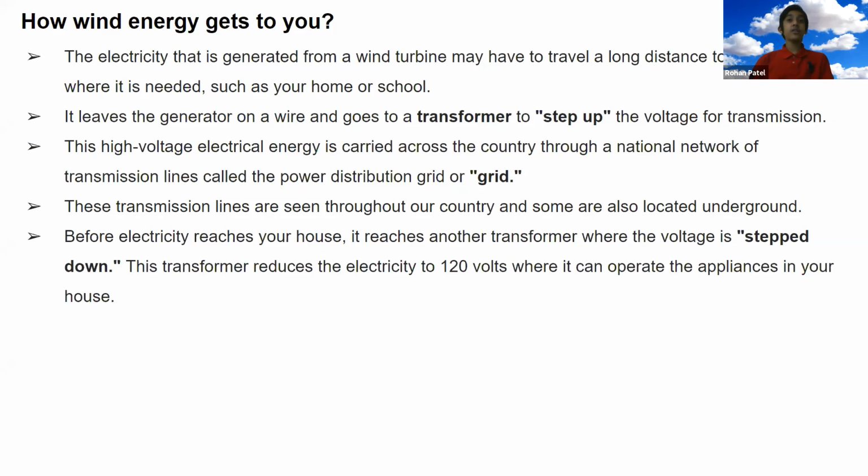These transmission lines are seen throughout our country and some are also located underground. Before electricity reaches your home, it reaches another transformer where the voltage is stepped down. This transformer reduces the electricity to 120 volts, where it can operate the appliances in your house, like the oven and your microwave.